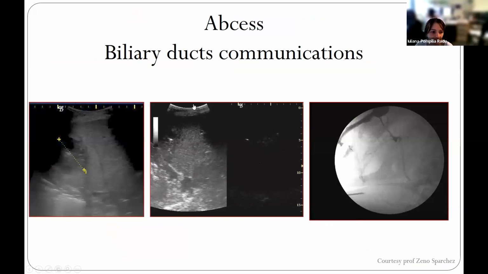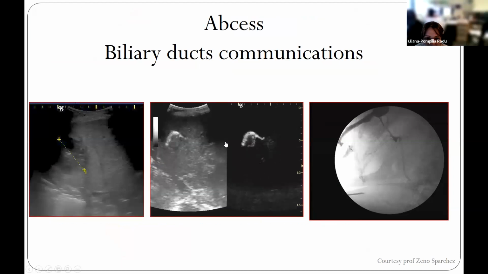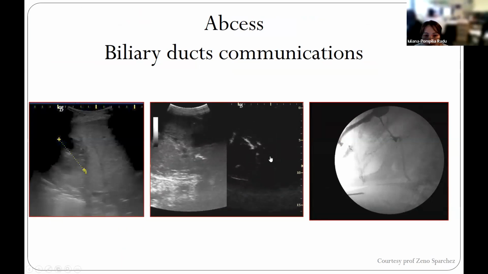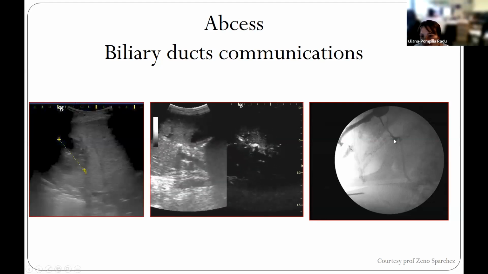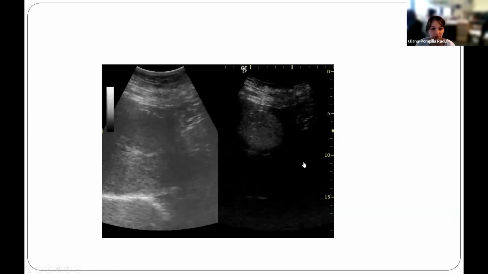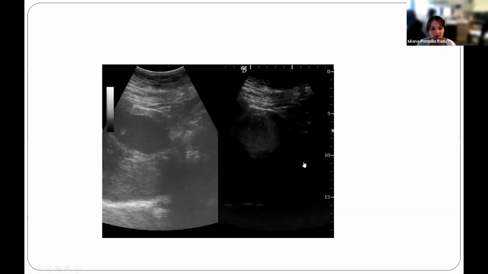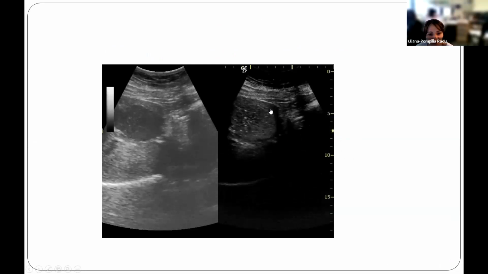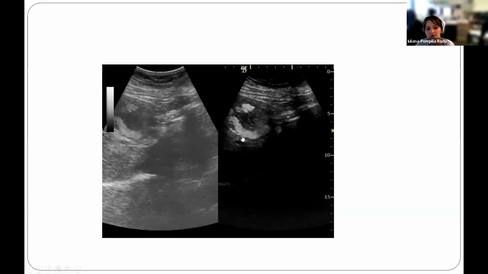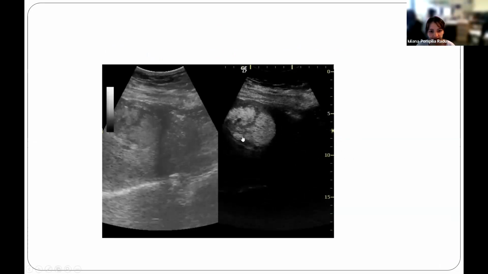And here we have an abscess. We drained it, and after the drainage, we introduce the contrast, and you see there is a communication with biliary ducts. We performed a cystography that confirmed this. Here we have a cyst, an abscess that was drained, and with the contrast, we see exactly that it doesn't have any communication with any biliary ducts.